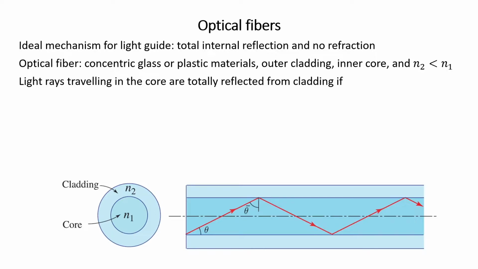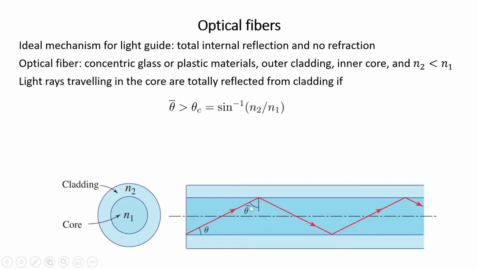The light rays traveling in the core are totally reflected from the cladding if theta bar, this angle, which is the incident angle for this boundary, is greater than theta c, the critical angle. And we obtain the critical angle using Snell's law in the previous lessons. So theta bar should be greater than sine inverse of N2 over N1.